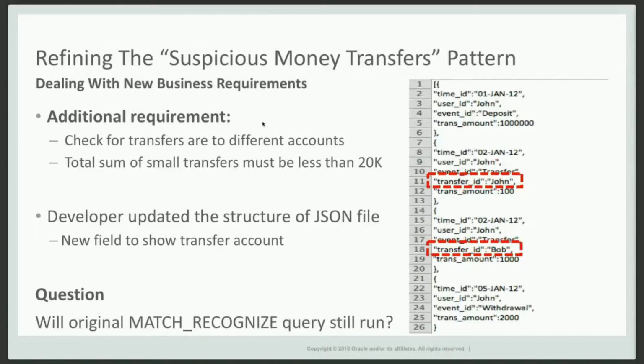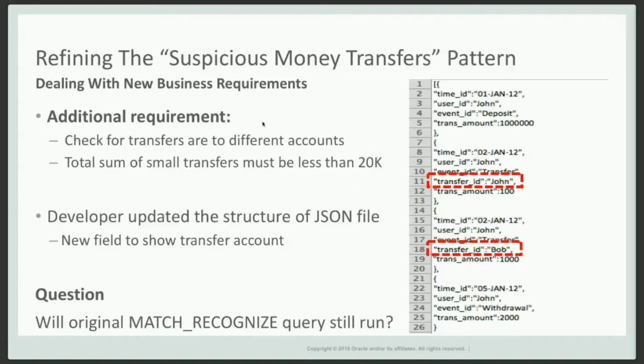So the question now becomes: my JSON file has completely changed. We've got new columns in here, new key values that I need to process. If I put that in place now, can I still run my original match recognize statement, which has no idea about these new business requirements? Could that still continue to process on this new JSON file? And the answer is yes, quite surprisingly.